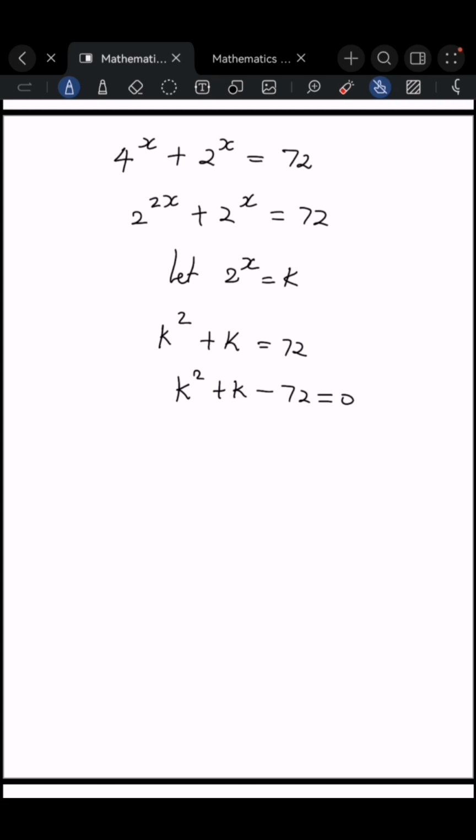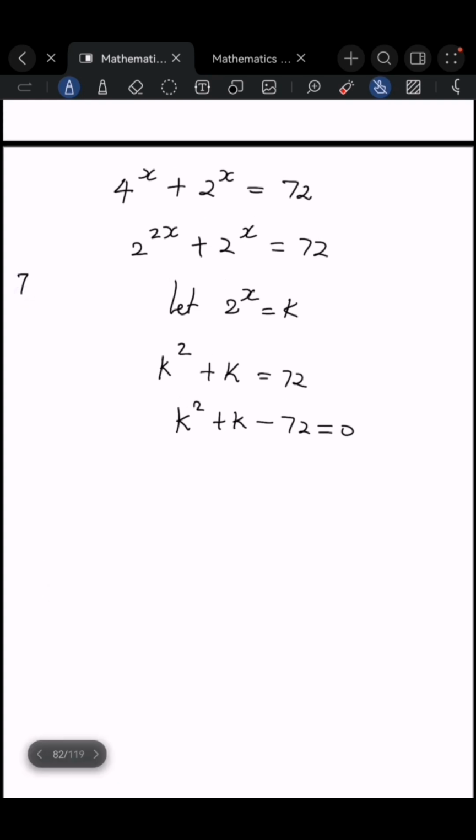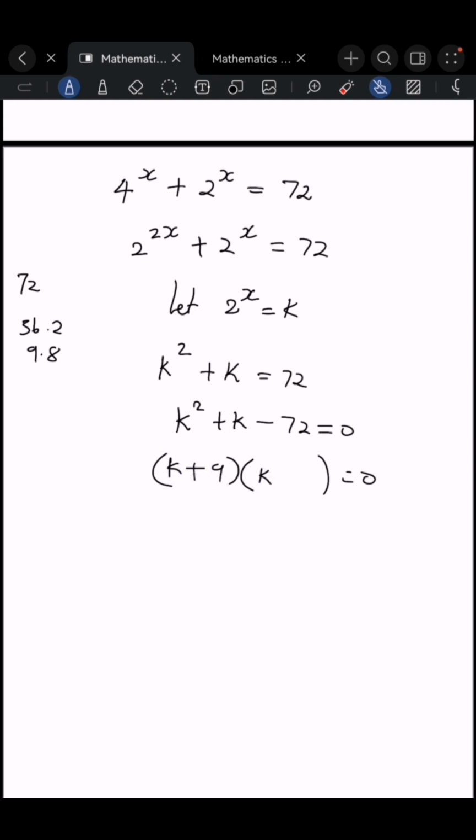Right? 72 can be broken down into 36 by 2, 9 by 8. So that's the one we're looking for. Where k, 9 has to be positive, and 8 has to be negative. Therefore, k is equal to negative 9, or k is equal to positive 8.